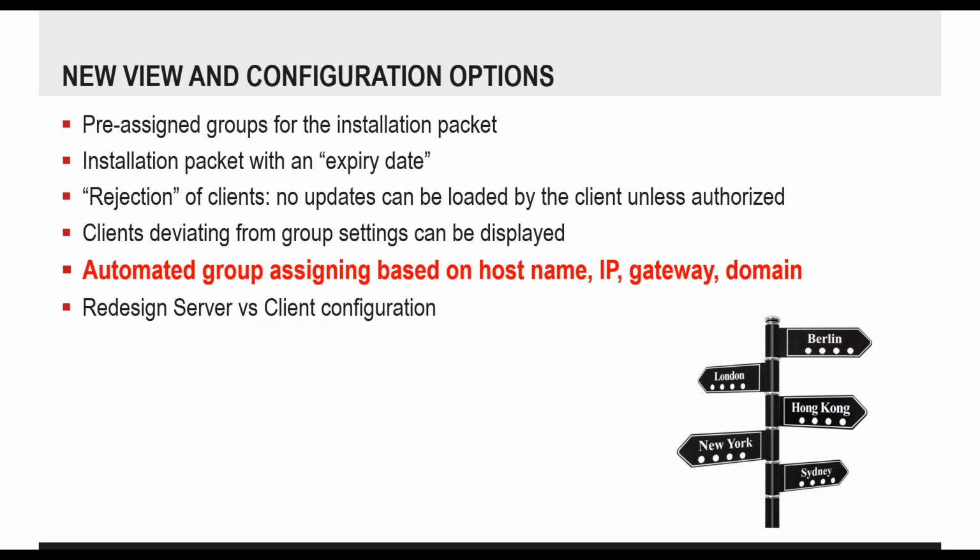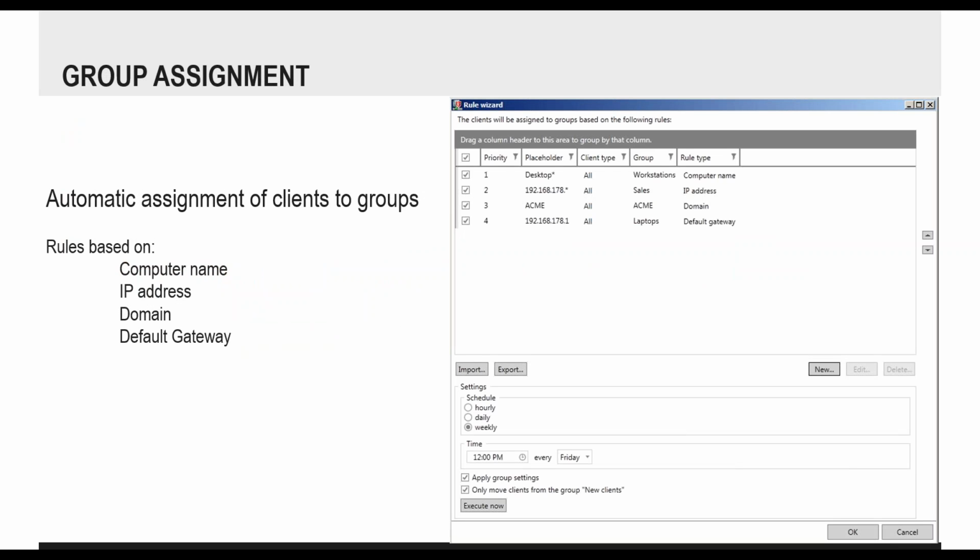Another big help is the automatic group assigning based on hostname, IP, gateway, or domain. So this means that clients that have already been rolled out, you can organize them into groups. For example, if we go to that first machine, you see desktop. So this means that any desktop or any PC starting with the name desktop, and you can see here we're using a wildcard, the star, so any PC with a name that is starting with desktop will be moved to that group workstations.